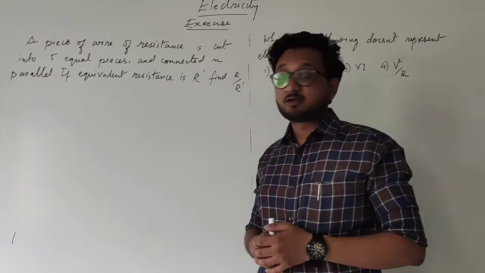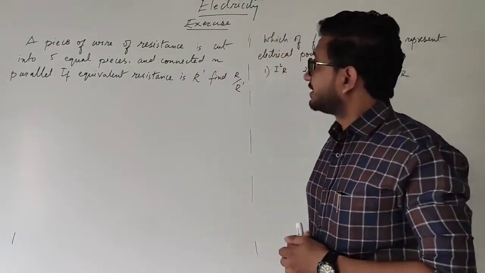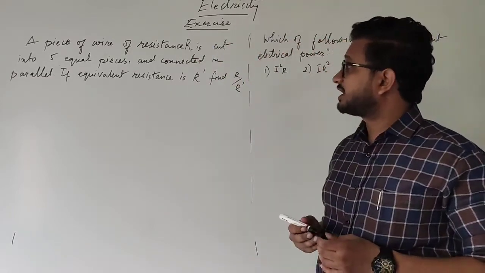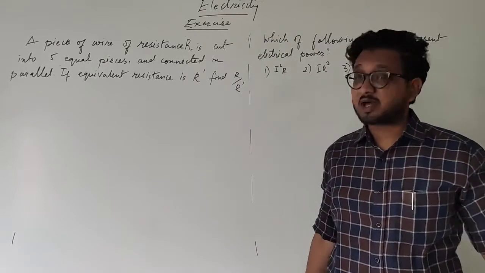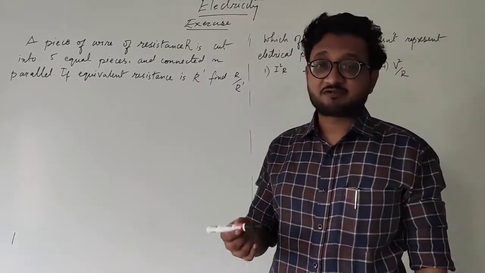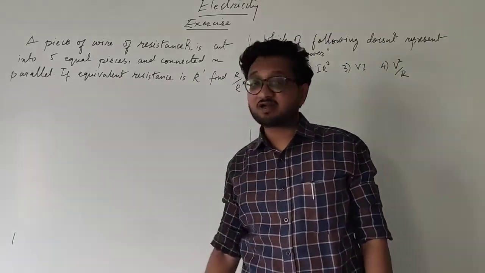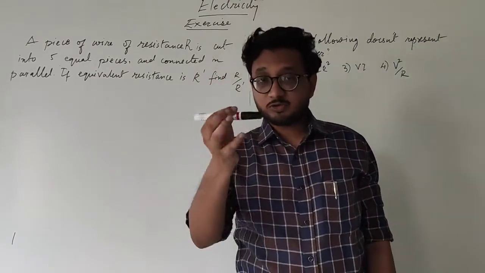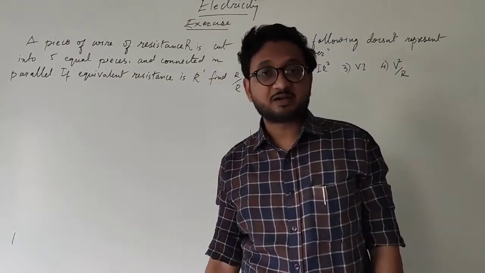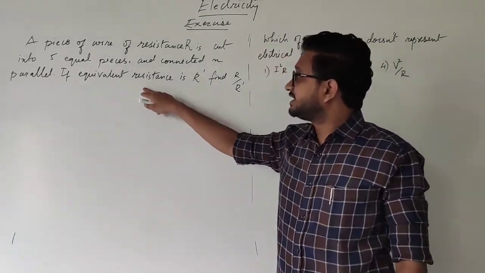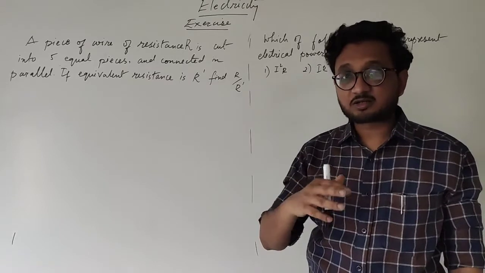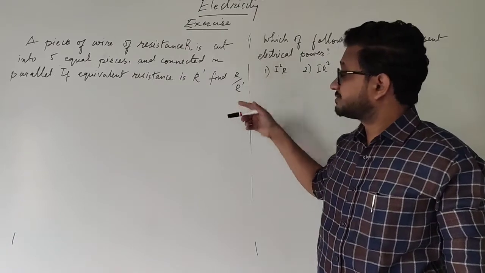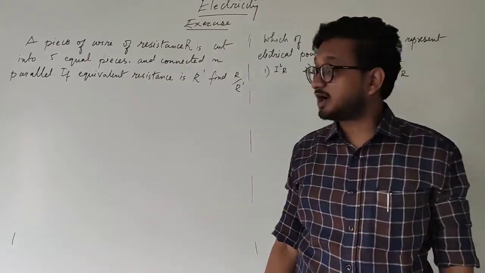can understand properly. Okay, so the first question states that a piece of wire of resistance R is cut into 5 equal pieces and connected in parallel. So there is a wire which is having resistance R and it is cut into 5 equal pieces. The next statement states that then it is connected in parallel. So all those 5 pieces are now connected in parallel combination. If the equivalent resistance is R dash, so for the parallel combination, whatever the answer they are getting, that is given as R dash. So find the ratio of R by R dash. So you need to find the ratio of R by R dash.